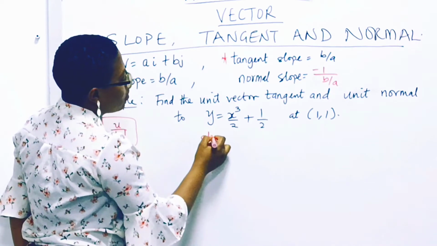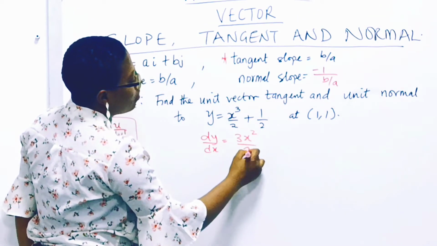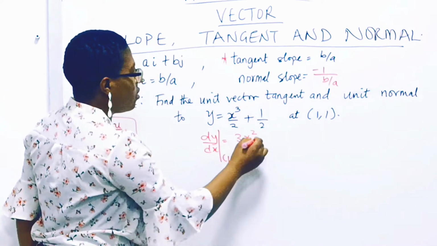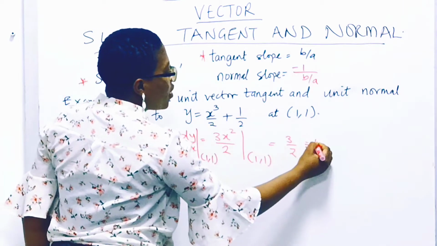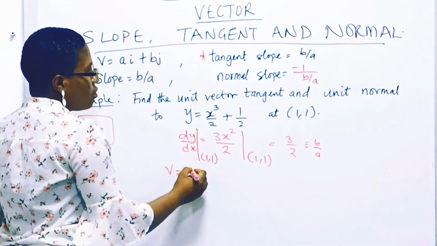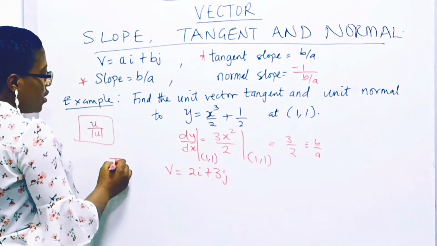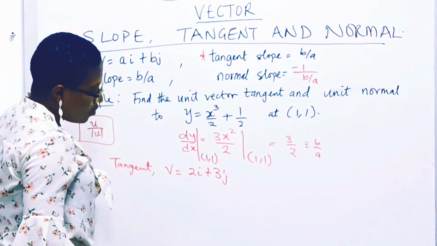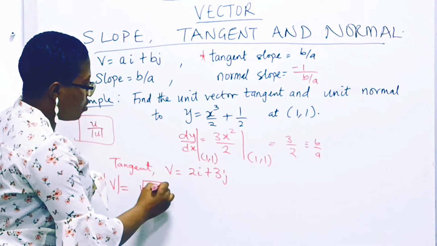So we have differentiating y with respect to x. We have 3x squared over 2. If you take x as 1, you have 3 over 2. Well, this is b over a, right? So this means that the vector is 2i plus 3j. And this is the tangent vector, but it's not the unit tangent vector. So how do we get the unit tangent vector? We get the magnitude of V, which is equal to the square root of 2 squared plus 3 squared.